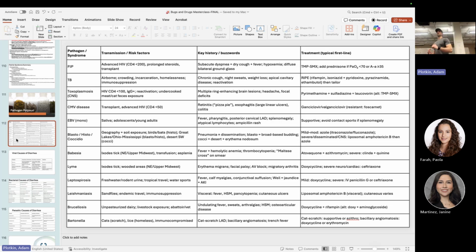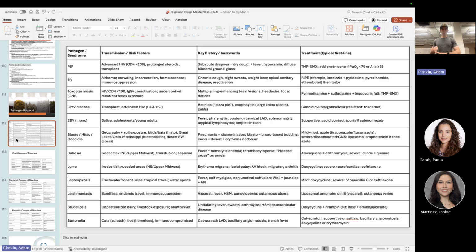Okay, how do I treat? TMP-SMX. And then if their PaO2 is low, if it's less than 70, we give dexamethasone as well. Okay. And then again, the prophylaxis is going to be TMP-SMX, right? They'll ask you that as well. We start prophylaxis when the CD4 count is less than 200. I think that's what I wanted to say.